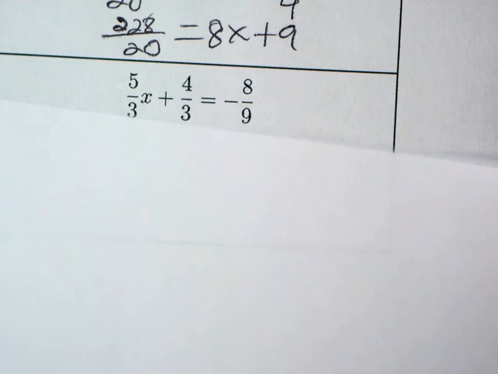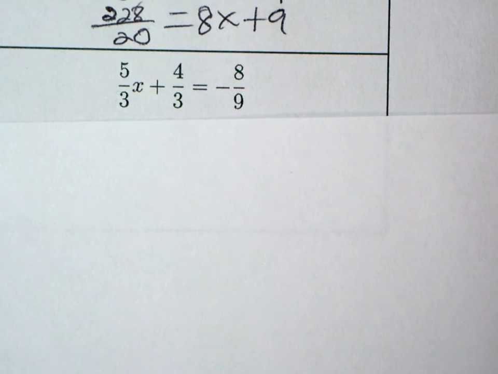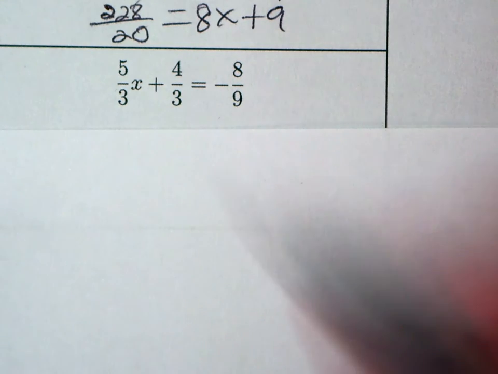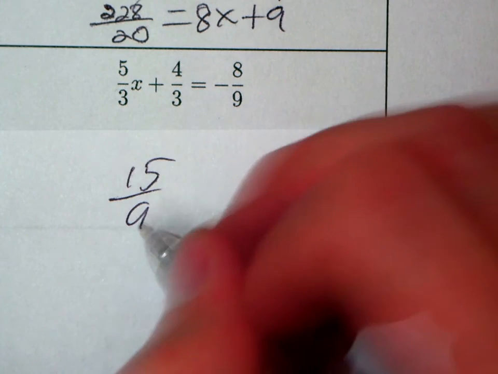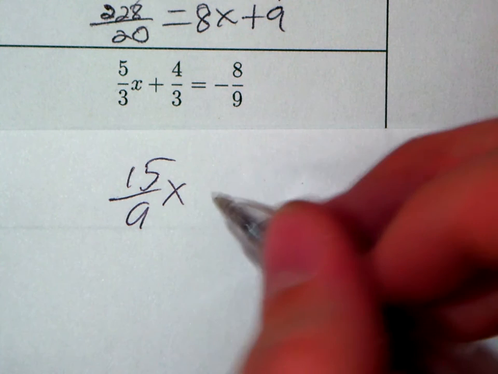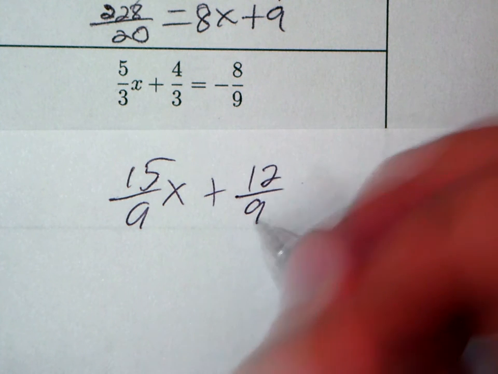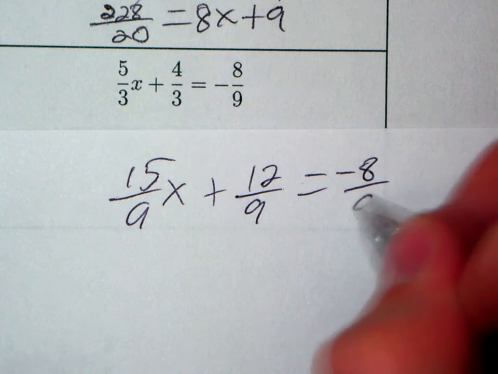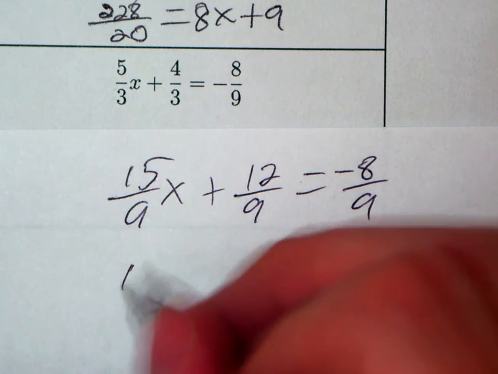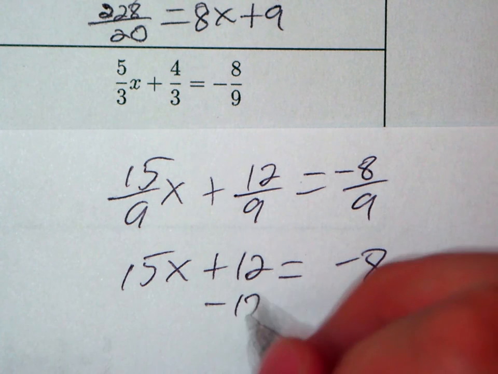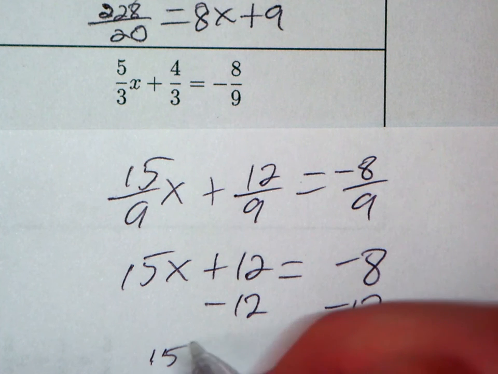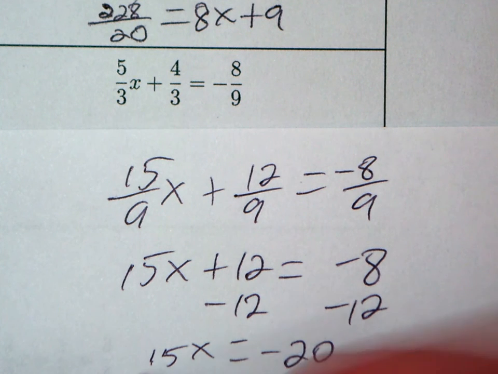Here on the right, the same technique can be applied. To get rid of the thirds and the ninths, I can convert the thirds to ninths. So this gives me 15 ninths x plus 12 ninths is equal to negative 8 ninths. And when I multiply all three by 9, I get 15x plus 12 is equal to negative 8. And here I can subtract 12 from both sides. I have 15x is equal to negative 20.